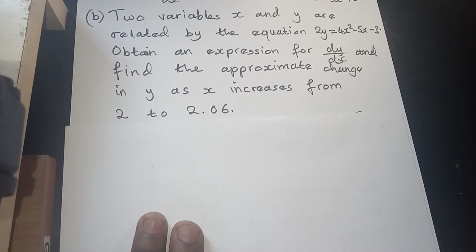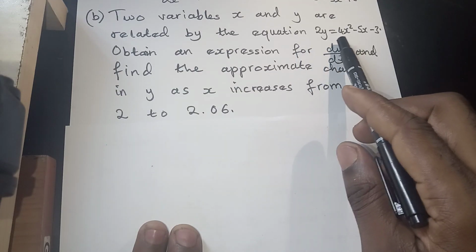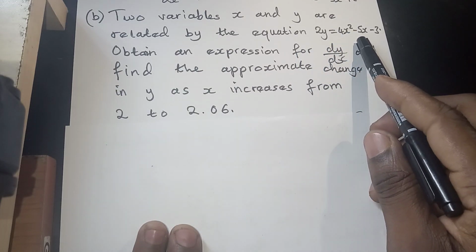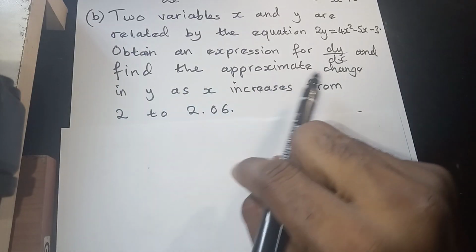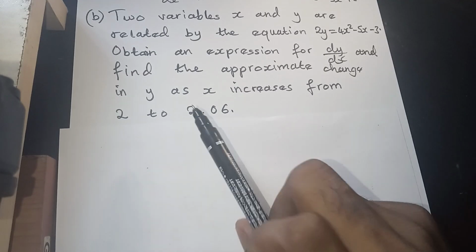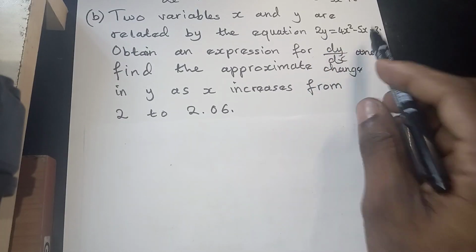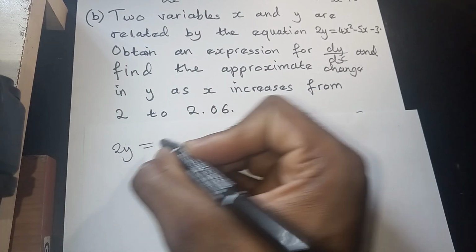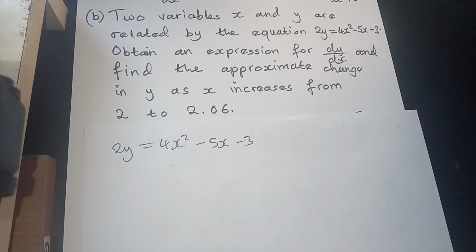So for part B, we have two variables, x and y, which are related by the equation 2y = 4x squared - 5x - 3. And then they want us to obtain an expression for dy/dx and to find the approximate change in y as x increases from 2 to 2.01.